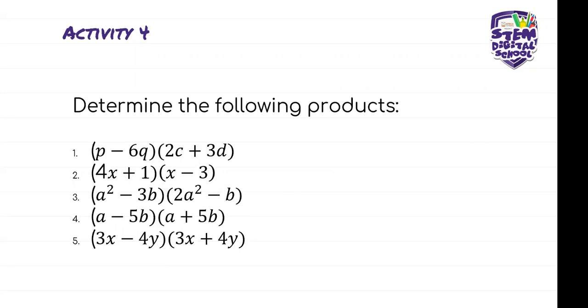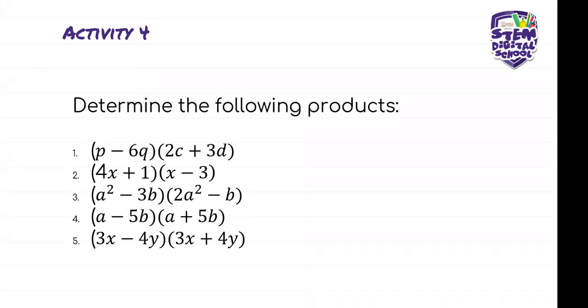Can we now move to the third one? Open bracket a squared minus 3b, close bracket, open bracket 2a squared minus b, and then you close your bracket. Can we expand this? Remember, when you multiply two terms together, a times b is ab. So ab is a monomial. It's just one term. So now we have to expand these brackets.